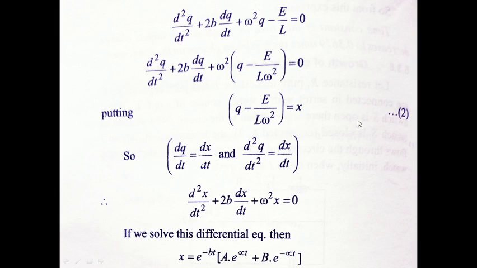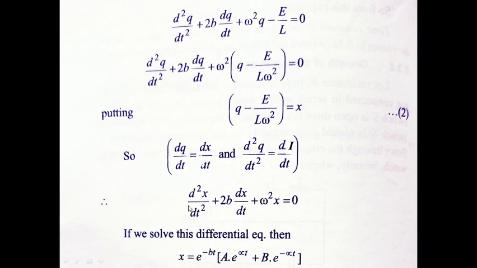So if we take the derivative of dq by dt, it is equal to dx by dt, because E upon L omega square is constant. So dq by dt is equal to dx by dt, and therefore d2q by dt square is equal to d2x by dt square. Here a slight mistake is there, a printing mistake: instead of dx by dt, here d2q by dt square should be equal to di by dt. Now use these values of di by dt and dq by dt in the above equation.